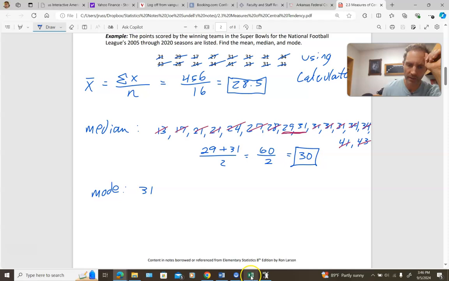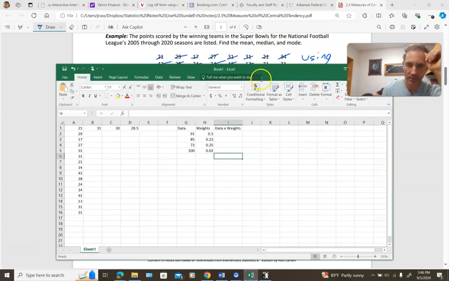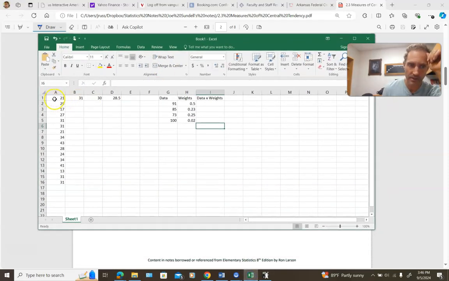All right, now I want to show you in Excel. So I pulled up Excel right here. I've already got these data values put in, and notice I didn't order them or anything.